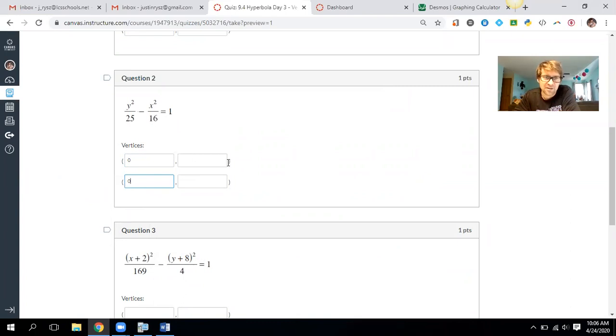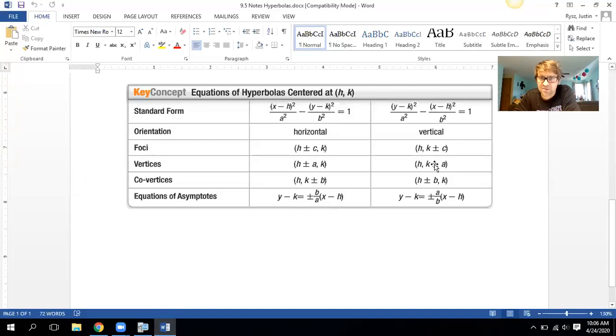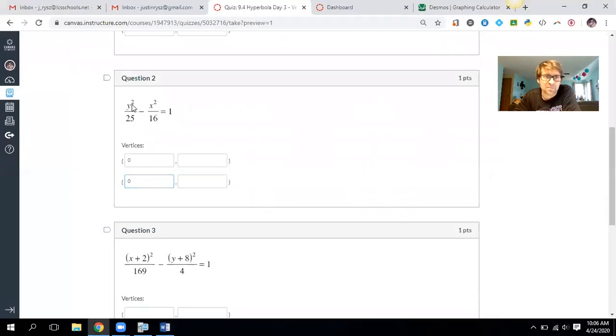Now to get the other number, we'll look at the formula again. The other number is k, which is the number next to the y in this case, since it's vertical, plus or minus a, the square root of the bottom number. So the number next to the y is 0, and we're going to add and subtract the square root of 25. So 0 minus the square root of 25, which is 5, is negative 5. 0 plus 5 is 5.